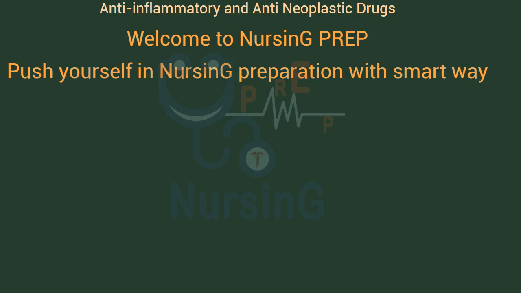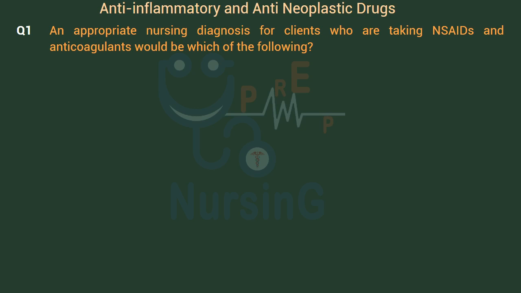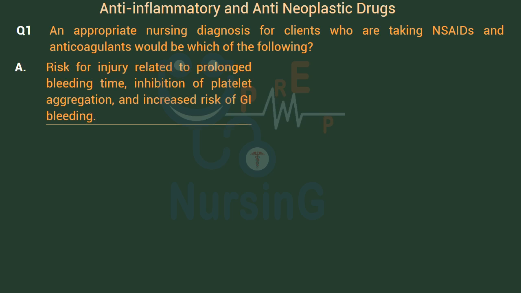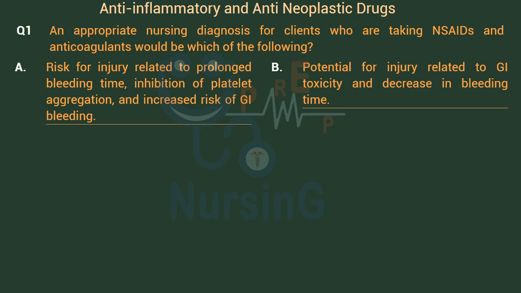Anti-inflammatory and anti-neoplastic drugs. An appropriate nursing diagnosis for clients who are taking NSAIDs and anticoagulants would be which of the following? Option A. Risk for injury related to prolonged bleeding time, inhibition of platelet aggregation, and increased risk of GI bleeding. Option B. Potential for injury related to GI toxicity and decrease in bleeding time.